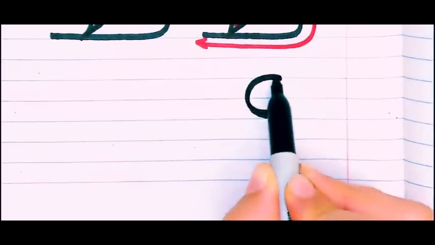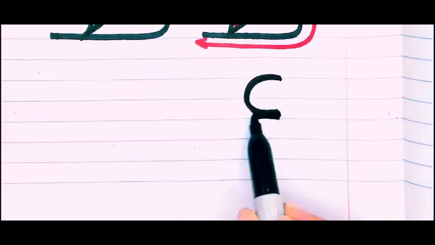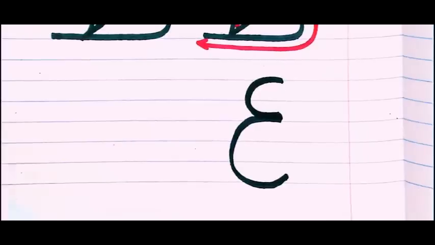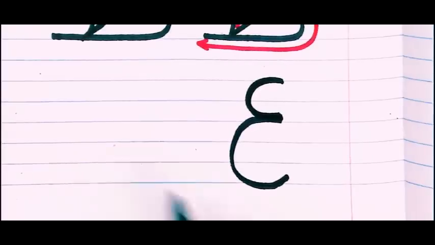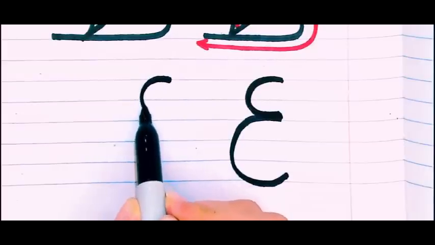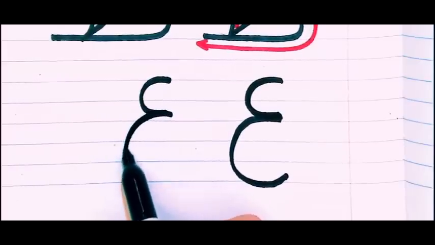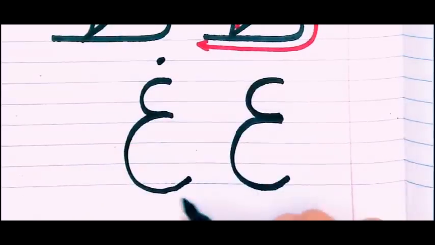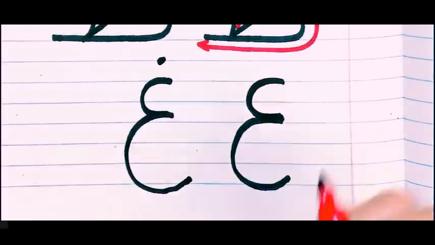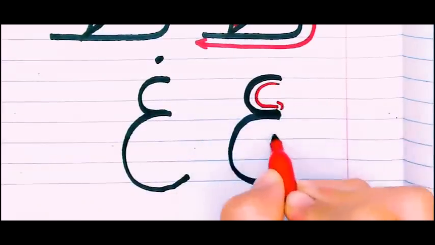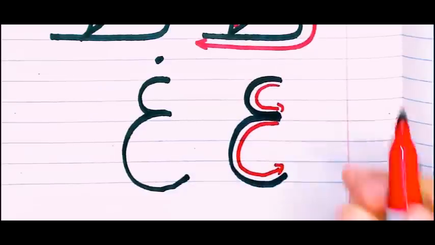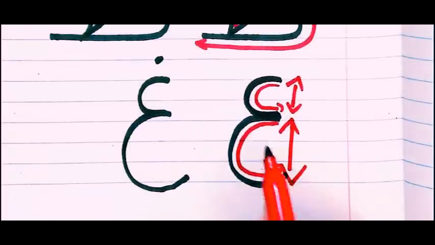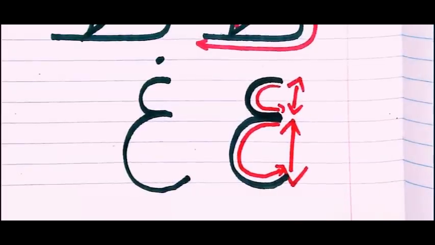Half the circle. See? And then I make it bigger. Ayn. And that is ghayn. Ghayn with a dot. Ayn and ghayn. This way. And then you start again. See the difference in size? Ayn and ghayn.